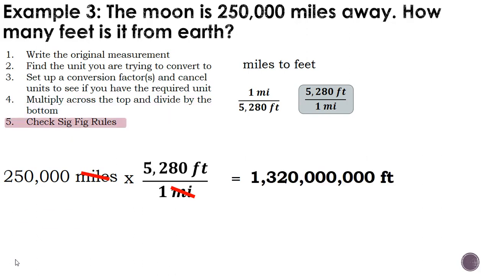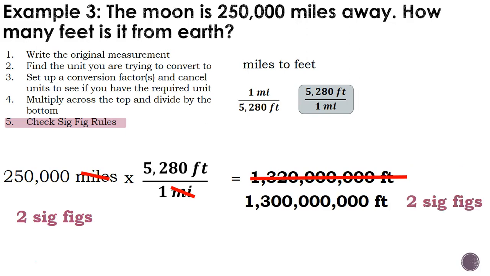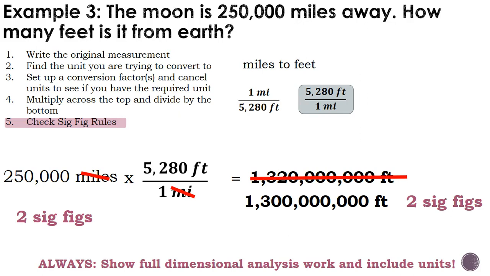Last thing you want to do is just check for sig figs. So in this original measurement, we have 2 sig figs. Therefore, our answer should have 2 sig figs. Right now, our answer has 3 sig figs, so we want to fix that. So we can change our answer to just have 2 sig figs by making it this number. You can also change it to scientific notation if you want to. You know your answer is right when you show your full dimensional analysis and all your work has units.